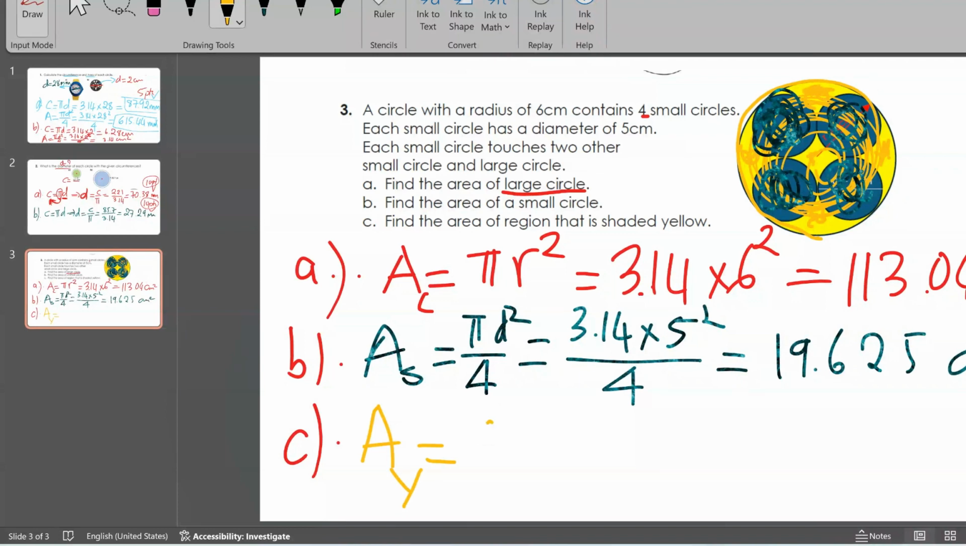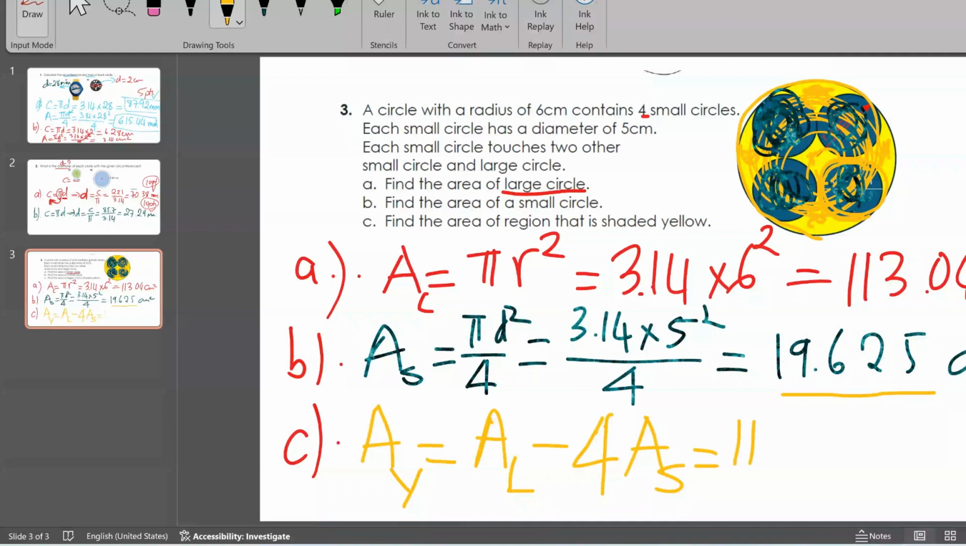103.04 subtracted by 19.625, right? But 19.625 is only one of the small circles. If we subtract only one, yes, we need four times. So to find the area of the yellow, we take the area of the small circle multiplied by 4, which is 78.5. So 103.04 minus, did I say 73.5 or 78? Okay, so to find the area of yellow, area of the light circle minus 4 times the area of the small circle.